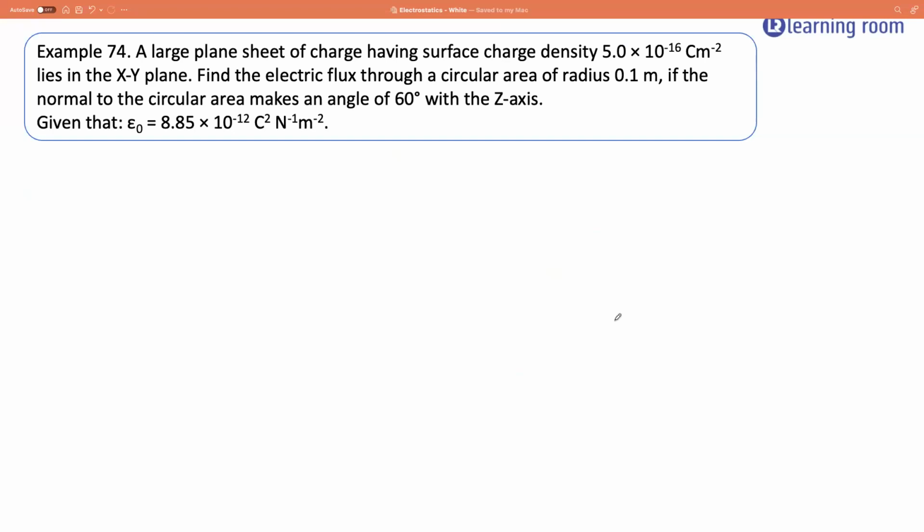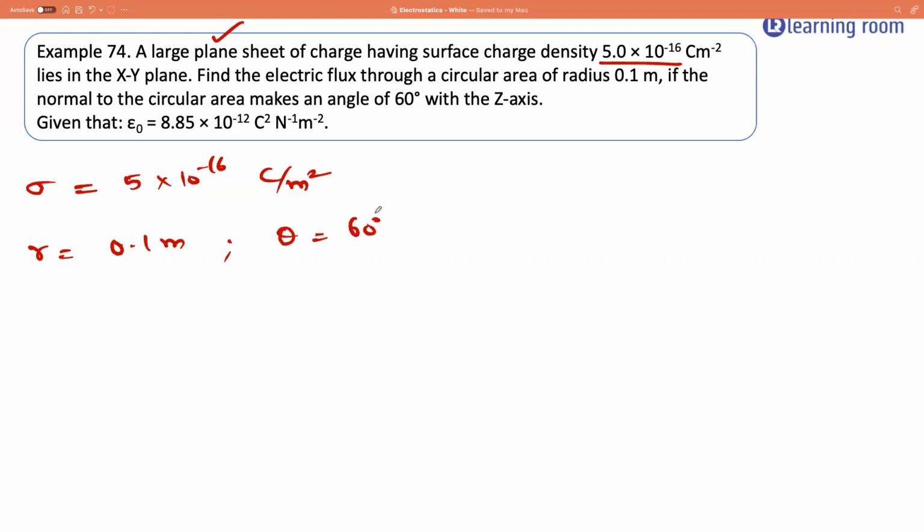So we'll do one last problem based on Gauss law, and then we'll move on to the next chapter. A large plane sheet of charge having surface charge density of 5 into 10 power minus 16 coulomb per meter square lies in the XY plane. Find the electric flux through a circular area of radius 0.1 meter if the normal to the circular coil makes an angle 60 degree with the z-axis. So theta is equal to 60 degree.